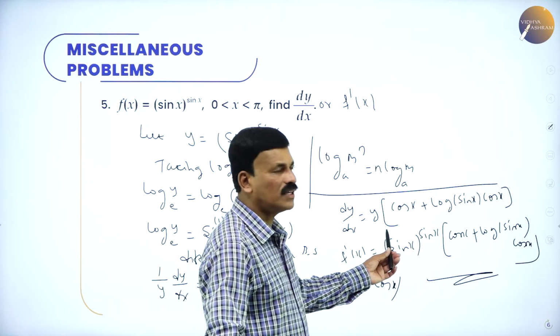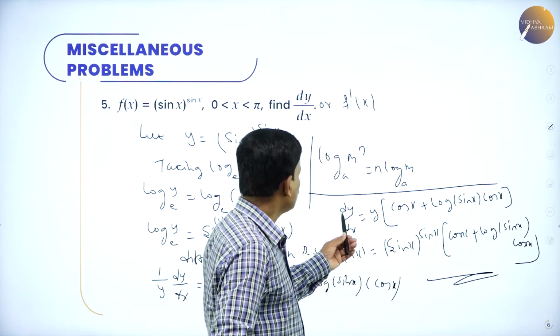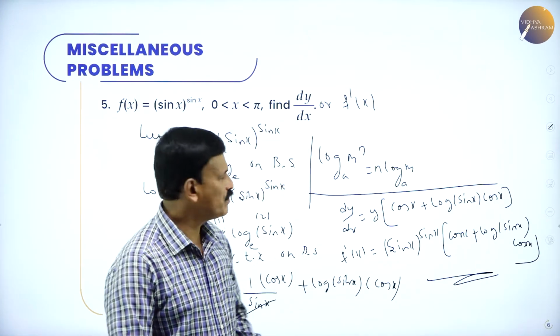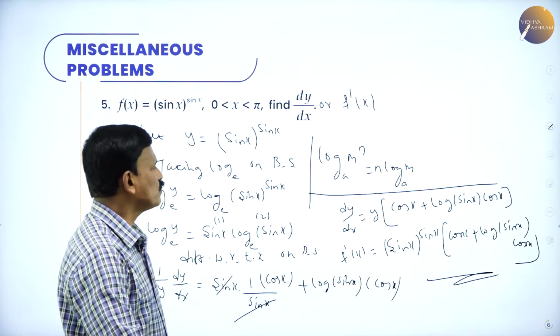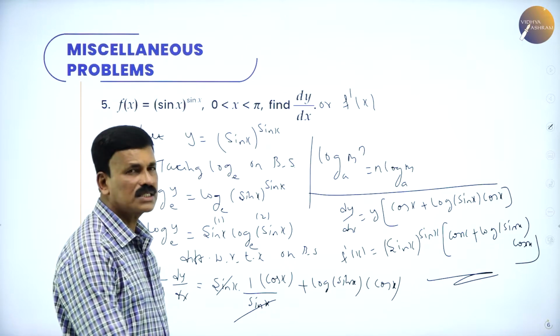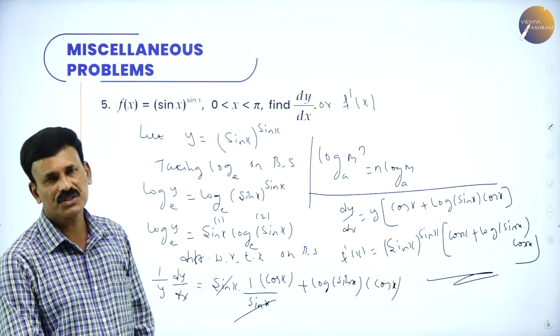So substitute the value of y. What is y? Sin x to the power of sin x. Remaining steps are same. But dy by dx can also be denoted as f dash x. So therefore f dash of x is equal to sin x to the power of sin x into cos x plus log sin x into cos x is the required answer. Hope you followed this. This is logarithmic differentiation.